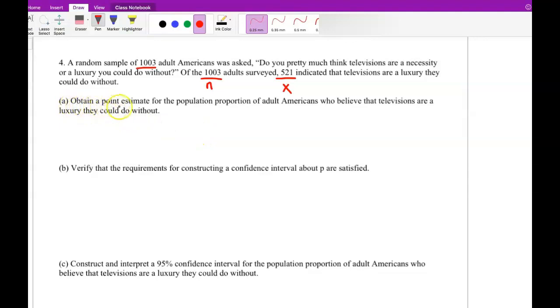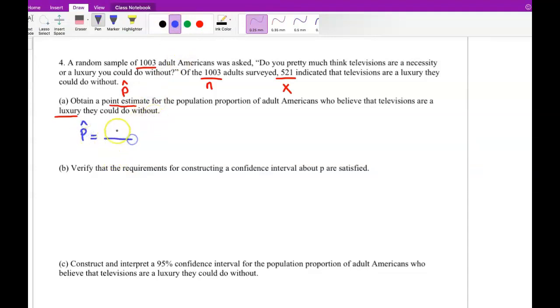Now part A, obtain a point estimate. So finding the point estimate, or p hat. In the previous section we had that, this p hat was the sample proportion. So it's the same thing, we only have different words. So the point estimate p hat for the population proportion p of adult Americans who believe that televisions are a luxury they could do without.